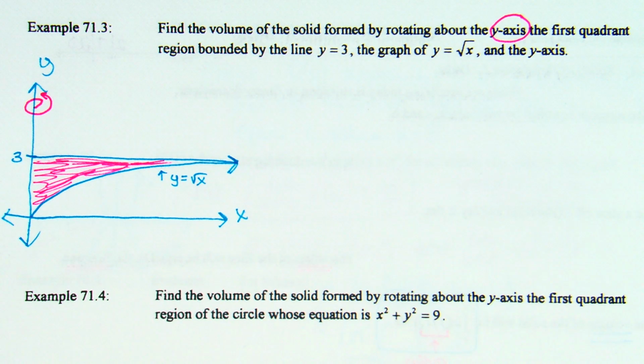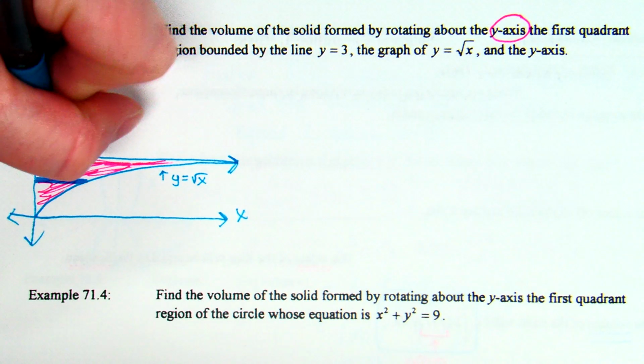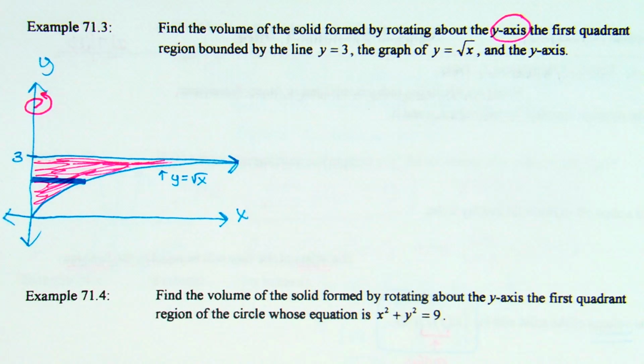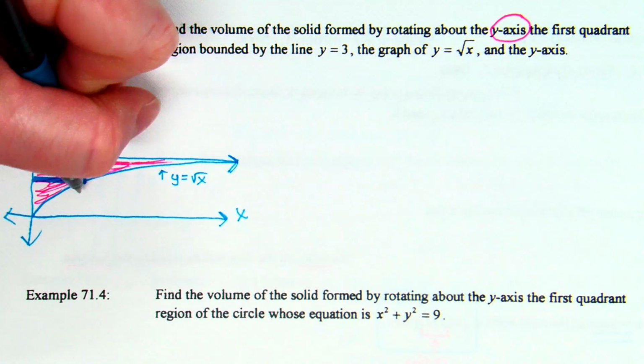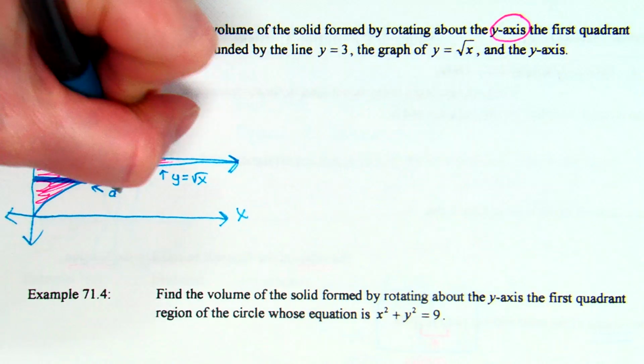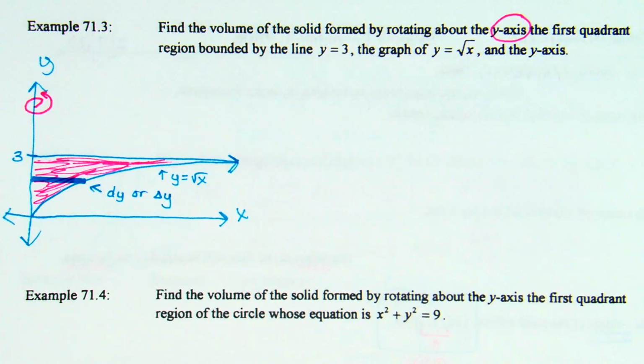Now my rectangle that is rotating around, that's going to make the disk, is going to be horizontal because it's now perpendicular to the y-axis. So this right here is dy, or delta y, because it's perpendicular to the y-axis. My boundaries are on the y-axis, 0 to 3. What's my equation I'm going to use?